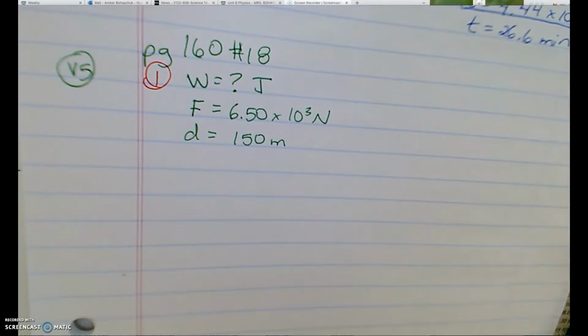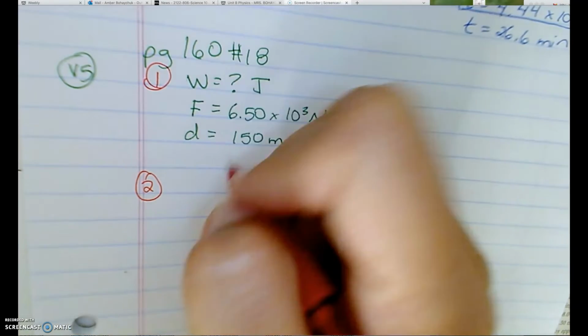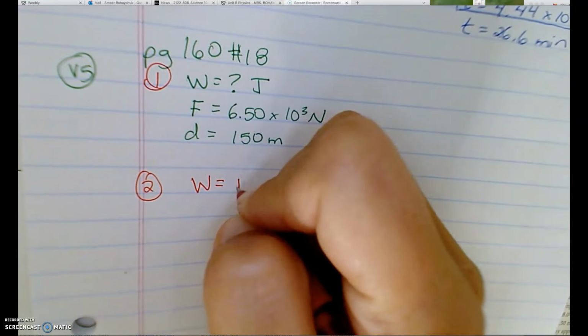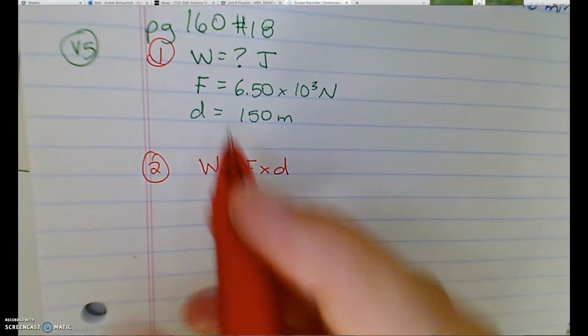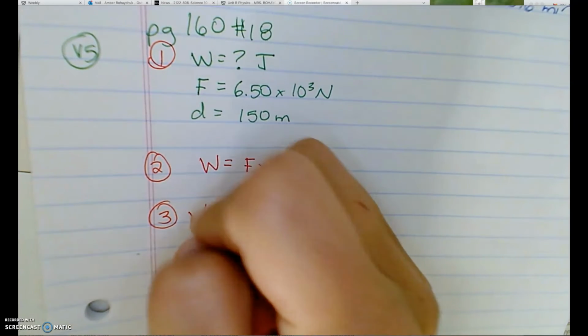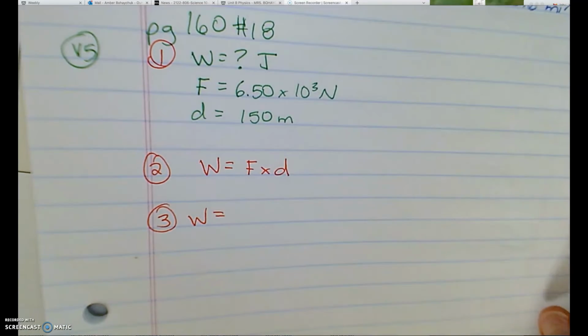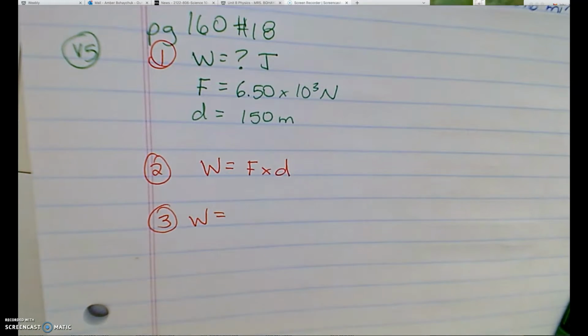Let's do step 2. We need the formula. What's the formula? Work equals force times distance. Step 3, plug in your numbers. Let's put them side by side for once. There's my erasable pen.